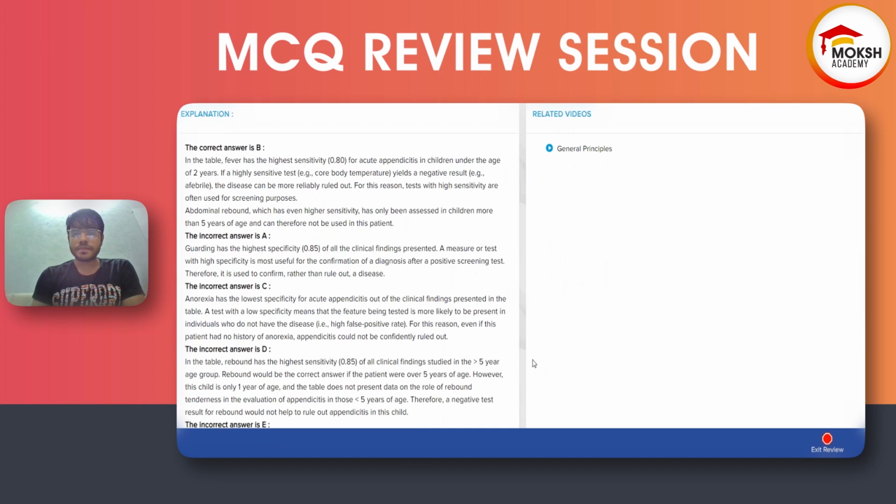In this table, fever has the highest sensitivity for acute appendicitis in children under the age of 2 years. If a highly sensitive test yields a negative result, the disease can be more reliably ruled out. For this reason, tests with higher sensitivity are often used for screening purposes. Abdominal rebound, which has even higher sensitivity, has only been assessed in children more than 5 years of age and can therefore not be used.